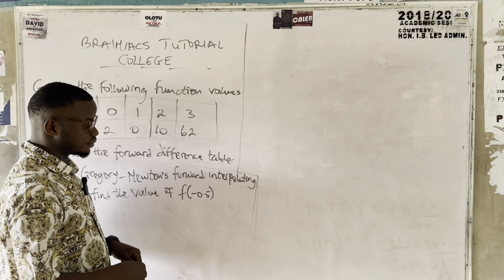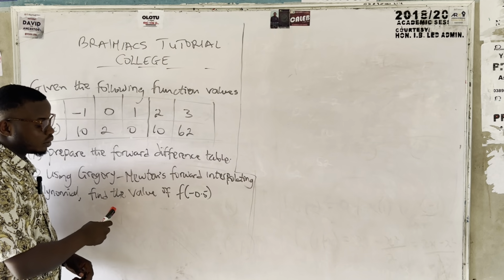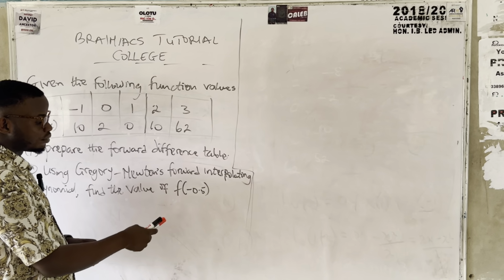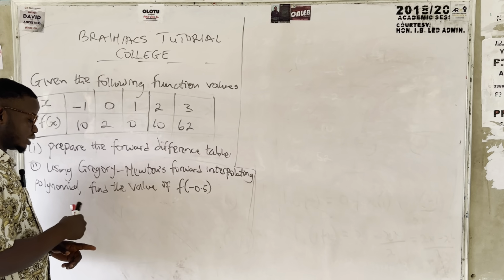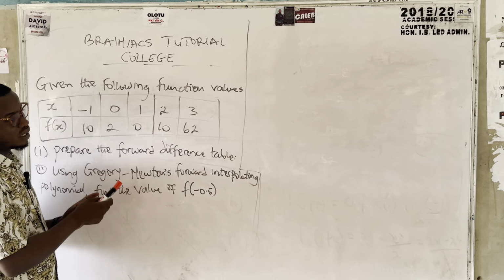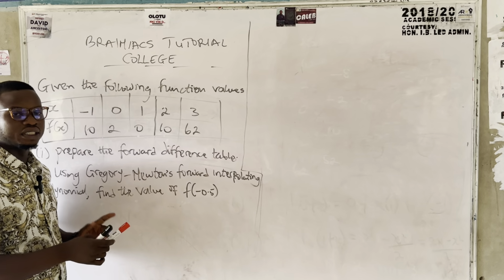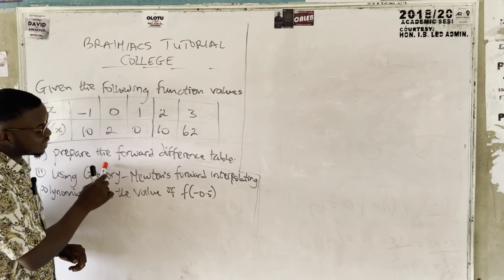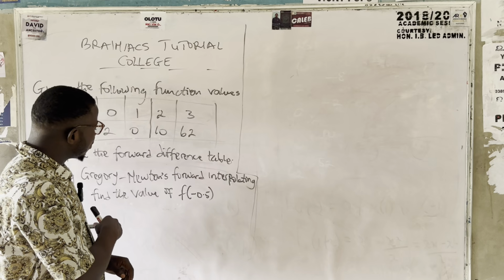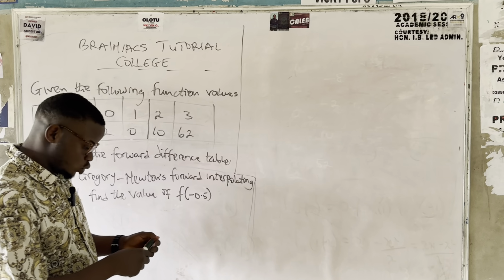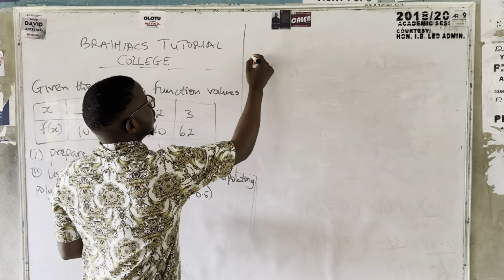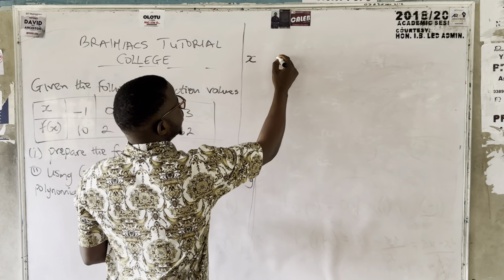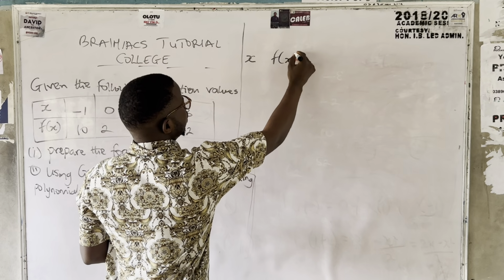of -0.5. So now before we can actually solve the second question, that is the value of f of -0.5, using the Gregory Newton's forward interpolating polynomial, we must first create the forward difference table. Either they ask us or not, the first thing I will need to do is to create the forward difference table. And to create it, the first thing I will need to have there is the x value followed by f of x.